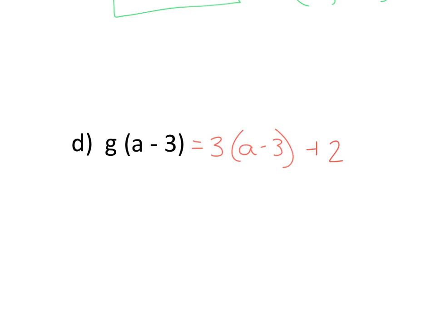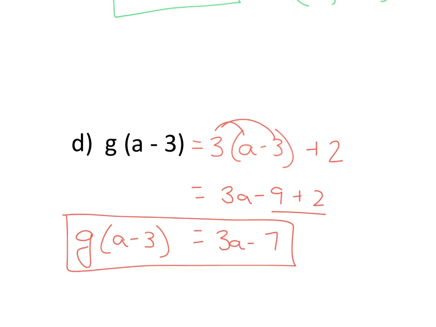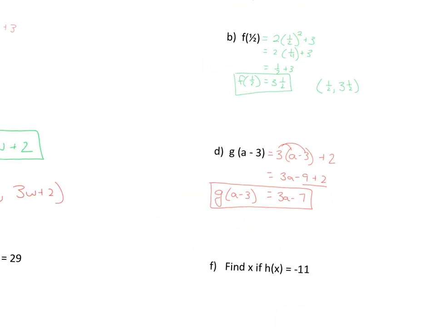Okay, so now on this guy, you actually are going to have to clean him up a little bit. So we're going to go ahead and distribute that 3 through and get 3a minus 9 plus 2. Now I'm going to combine like terms and put those negative 9 and the 2 together and get 3a minus 7. So g of a minus 3 equals 3a minus 7. Okay, all right, let's go to the next one.